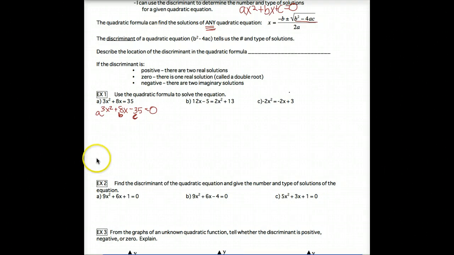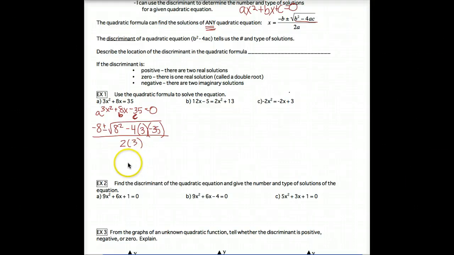Please do not rely on your calculator to plug all of this in, because when things don't come out evenly, that calculator isn't helping you. Because if you have a radical, you have to simplify it. So I'm going to show you exactly how I want you to work these. So opposite of b in this case would be opposite of 8 plus or minus square root b squared. So 8 squared minus 4 times a, which is 3, times c, which is negative 35. Whole thing divided by 2 times a.